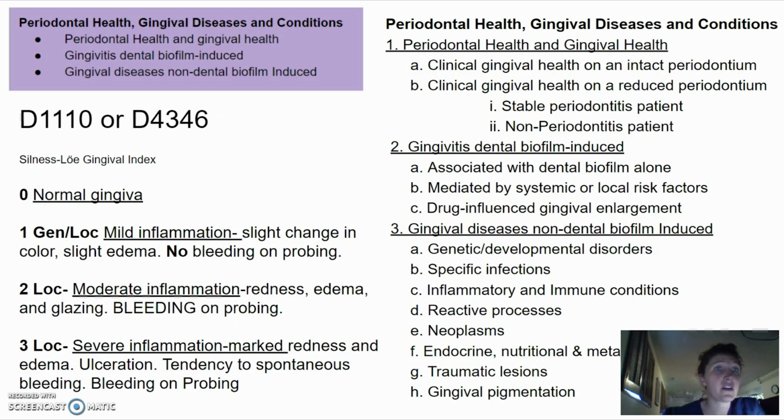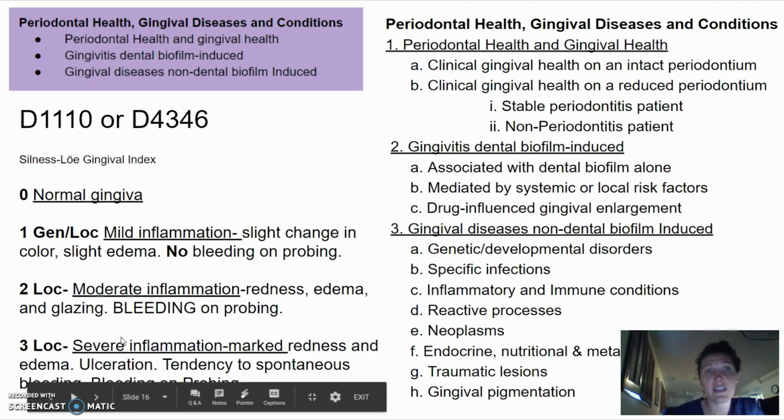We're still going to be using our codes the same. So if we have a D1110, the gingiva will be normal, or we'll have generalized mild inflammation, localized mild inflammation, localized moderate inflammation, or even localized severe inflammation.